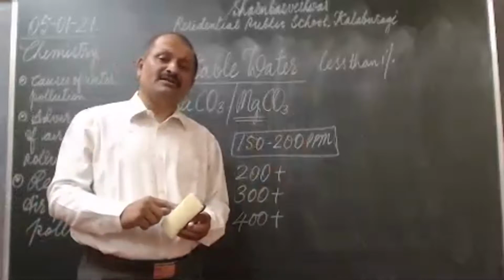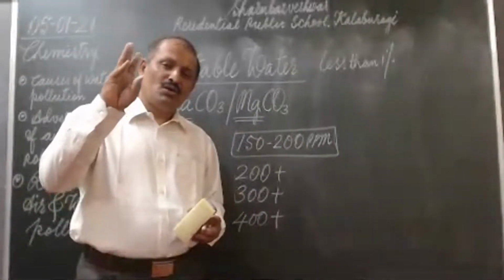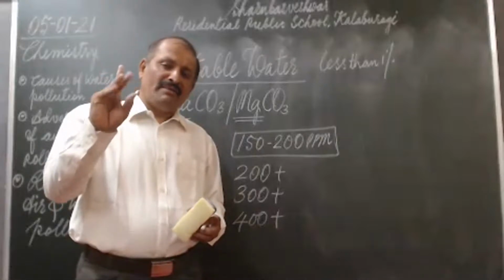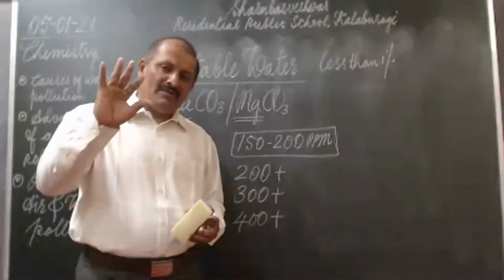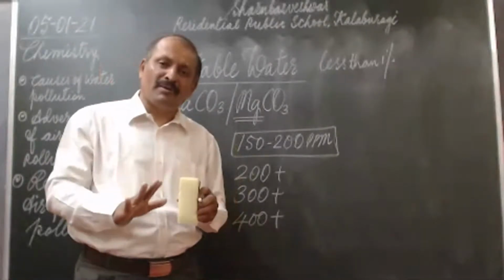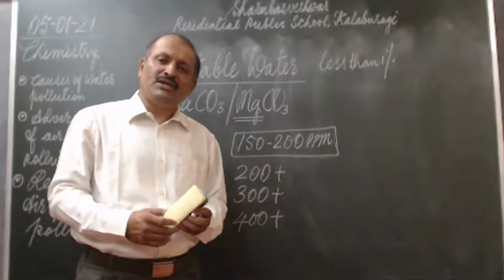So for preparatory exams, you will have 5 chapters: synthetic fibers and plastics, coal and petroleum, combustion and flame, right? Chemical effects of electric current, and pollution of air and water. 5 chapters will be there for your preparatory, right? So prepare well, study it well. Thank you, everybody.